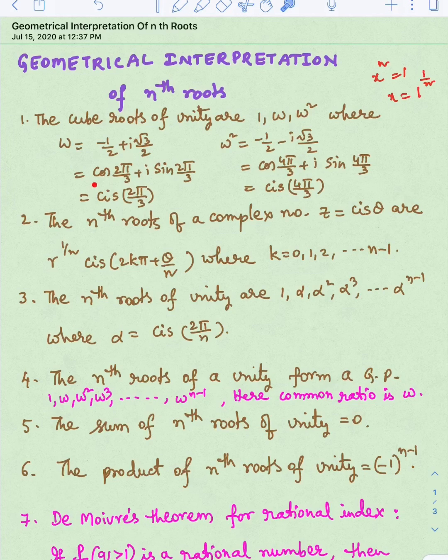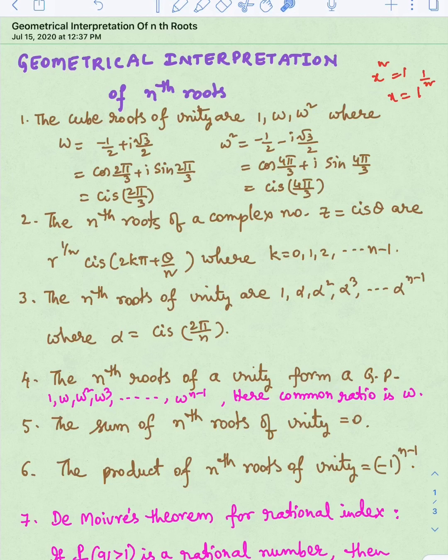In other words, if you write it in this form, cos is negative, sin is positive. So this comes in the second quadrant. That's why cos 2 pi by 3, sin 2 pi by 3. This is nothing but cis 2 pi by 3.